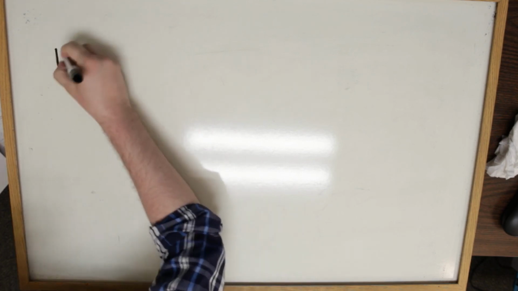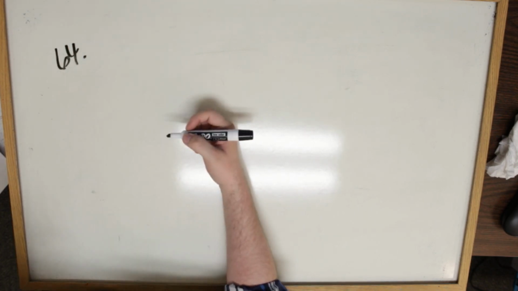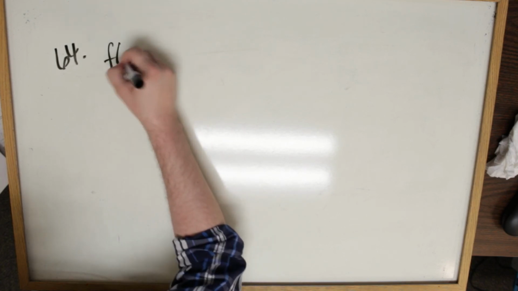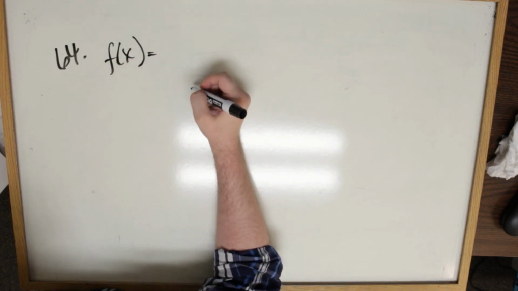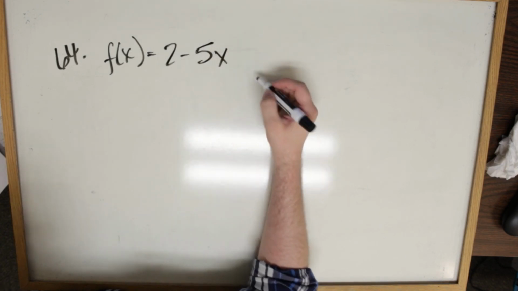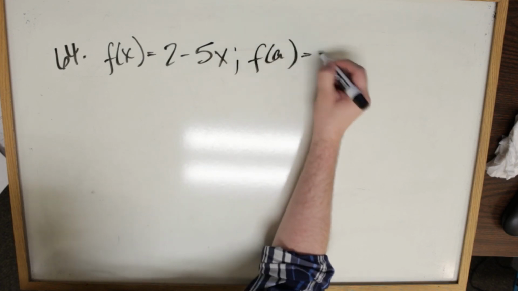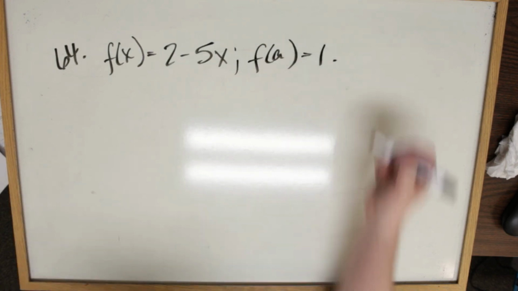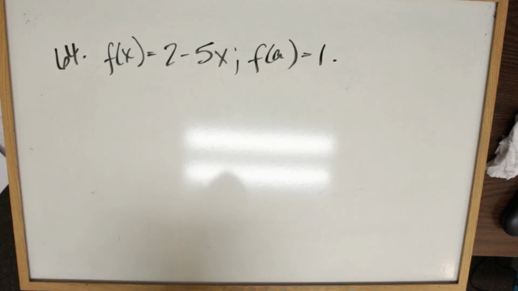Let's see here. Oh yeah, okay, I want to do one of these. 64. This is just one of those really long sections, guys. I'm really sorry about that. F of x is equal to 2 minus 5x. F of a is equal to 1, okay? So what we're going to do is, you're probably wondering, what the heck is this thing even asking? The question says to find the value or values of a in the domain of f for which f of a is equal to the given number, okay?